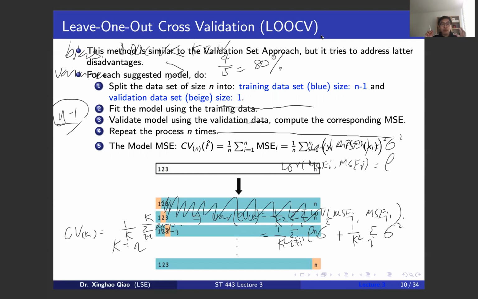Remember, there's only one different point. For the first one, only the second observation is additionally included in the training set, and for the second one, only the first observation is additionally included in the training set. This makes the training sets highly similar. So if you calculate the mean square error, the mean square errors will be very similar. That will make the correlation between the mean square errors very high.